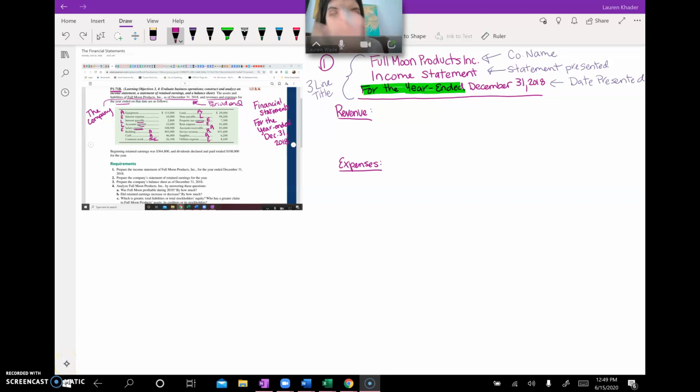Welcome back. Now that we've already done the setup for this problem, I'm going to walk you through the income statement. So preparing the income statement, with every financial statement that you're going to prepare for the homework as well as in real life, we're always going to start with a 3-line title.